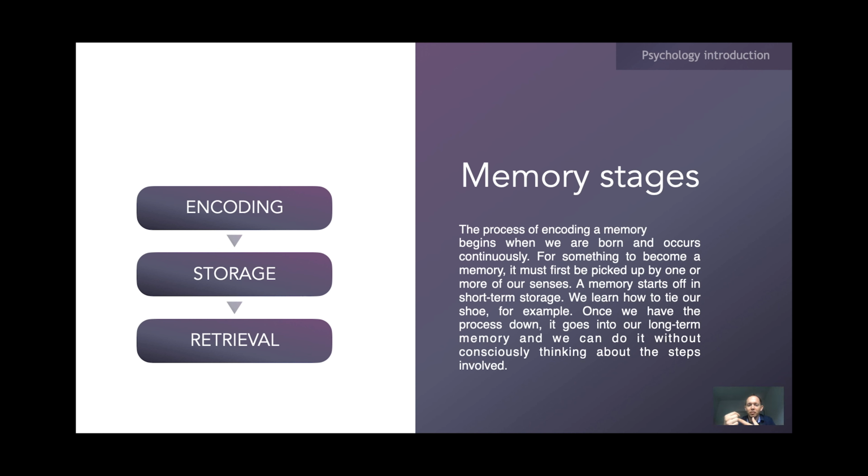The memory starts off in short-term storage, for example, when we learn how to tie our shoe. But once we have the process down, it goes into long-term memory. We are then able to do it without having to think about step 1, step 2 is go over, then step 3 go through. So we start with short-term storage, going step 1, step 2, step 3, step 1, step 2, step 3. But once we have this down, and it's a very scientific word I'm using here, we can do it over and over again, and then it's in long-term memory, and we don't have to actively think about it anymore. It's within us, so to speak.